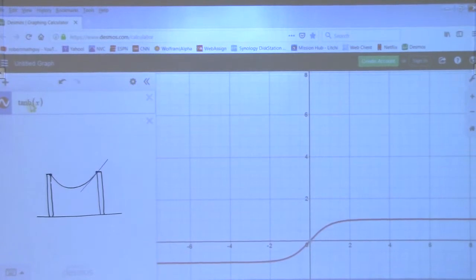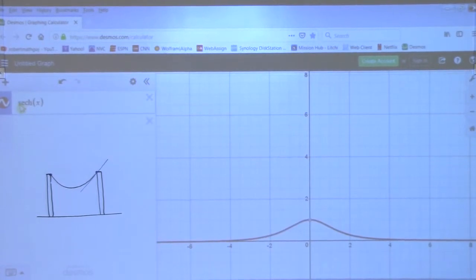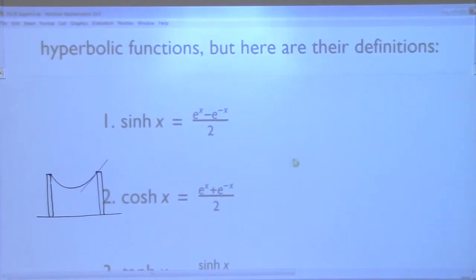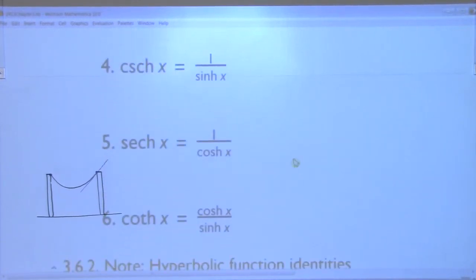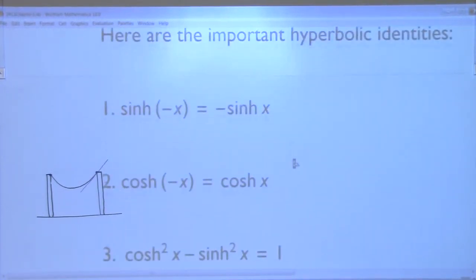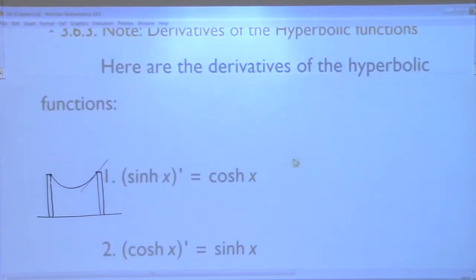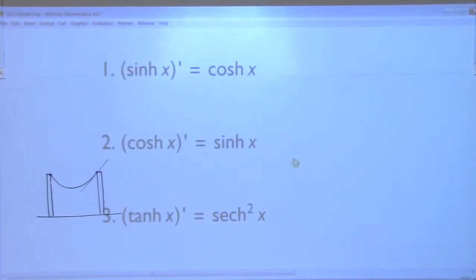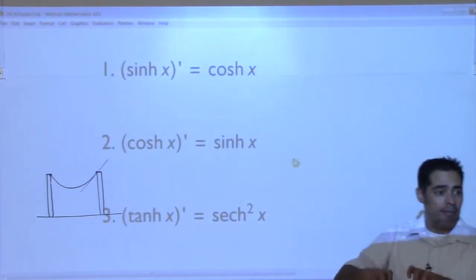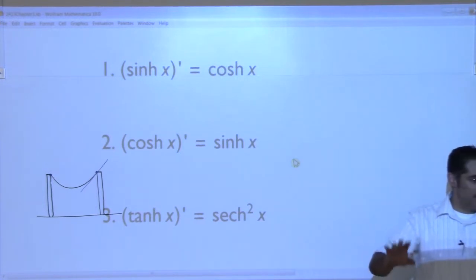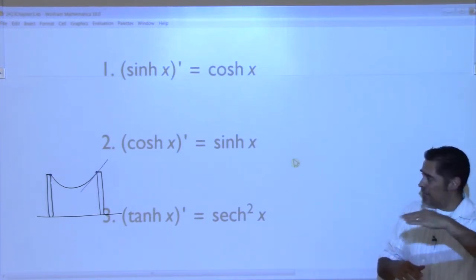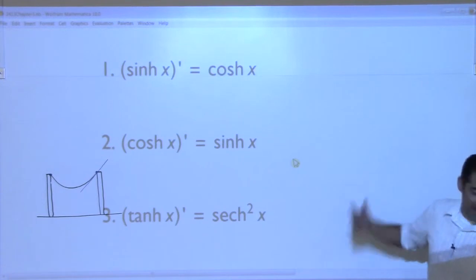So all I want you to see here is that there are 6 new functions. You're not going to be tested over this. That's tangent hyperbolic, and then secant hyperbolic, looks like that. So there's 6 of them, and for each of the 6, here they are, they all have derivatives. So just be aware that on your formula sheet, you have those. I'm not going to test you on these, all right? But be aware that each of the 6 hyperbolic trig functions have derivatives.